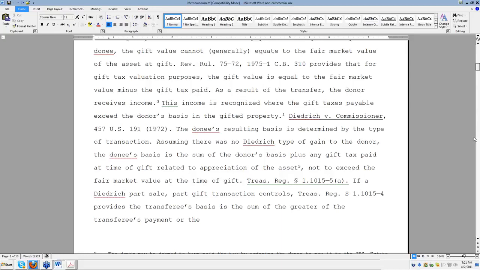And I'm going to show you a case. If we read this, let me finish reading this. This income is recognized where the gift taxes payable exceed the donor's basis in the gifted property.